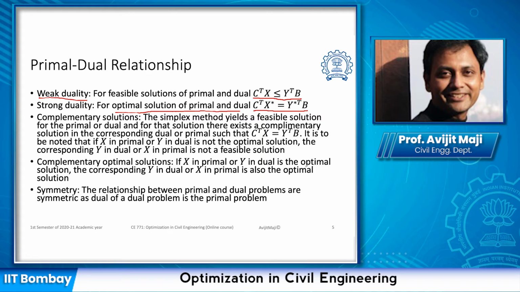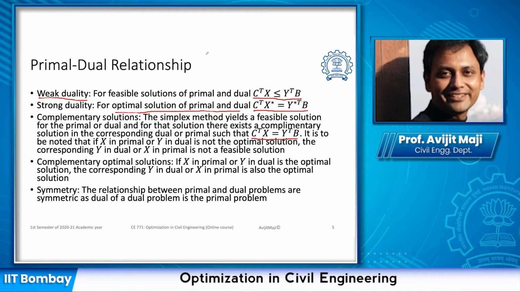In this case, the simplex method yields a feasible solution for the primal or dual, and for that solution there exists a complementary solution in the corresponding dual or primal such that the objective function values are going to be equal. In this situation, it is to be noted that if the solution x in the primal or the solution y in the dual is not the optimal solution, the corresponding y in the dual or x in the primal is not a feasible solution.